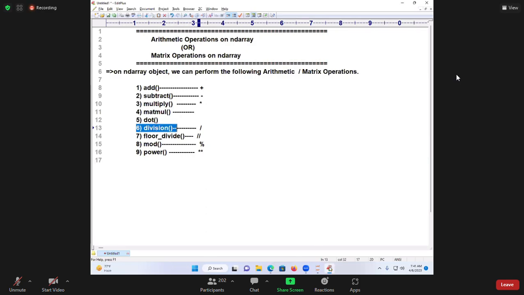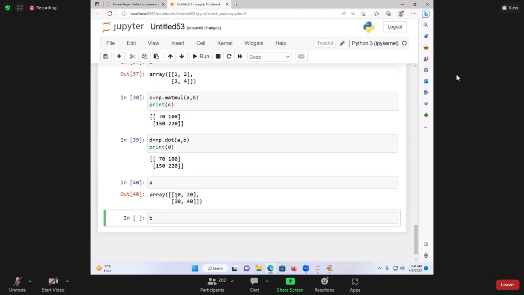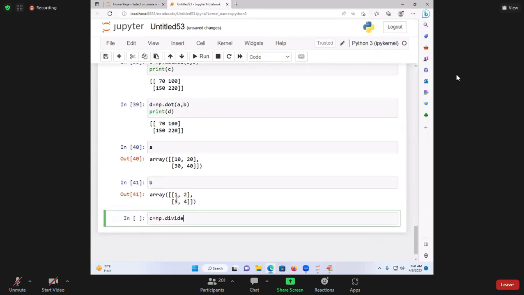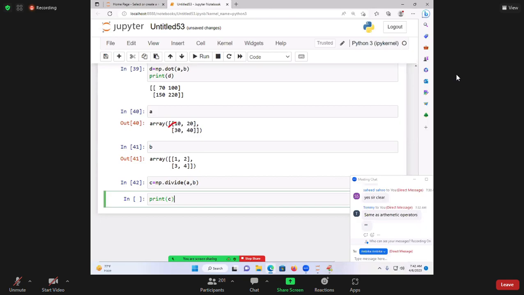Next I'm going to talk about another one called divide, or division. Take that A, take the B. Now C is equal to np.divide A comma B. It is not a division, it is divide. Print C. Print of C is nothing but 10 by 1. What is the coefficient? 10 by 1, students. So 1, 10, 10. The answer is 10.0 now.